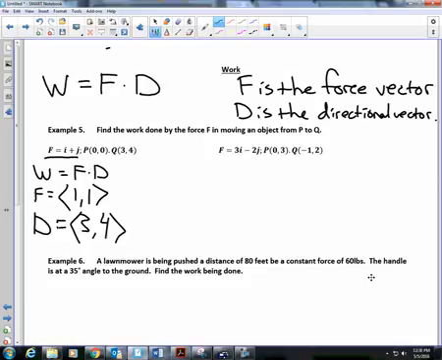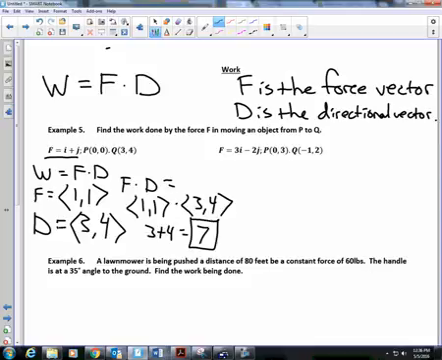So if you want to calculate the amount of work done, we simply take this vector times this vector. So F times D is equal to (1, 1) times (3, 4), and I get 3 plus 4 is 7. Sweet. No big deal, right? You try the next one on your own. Go.